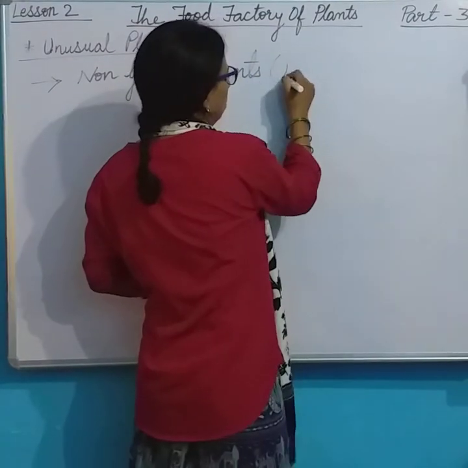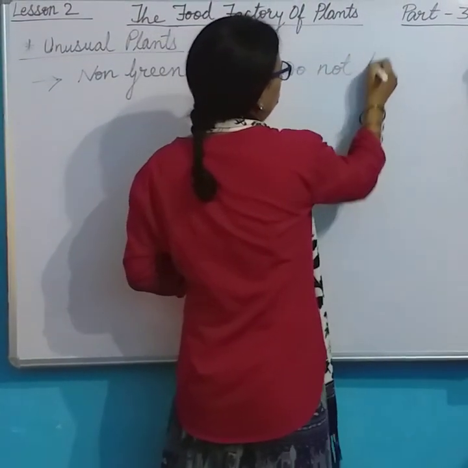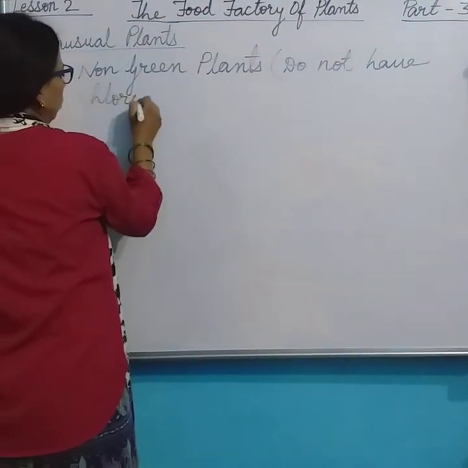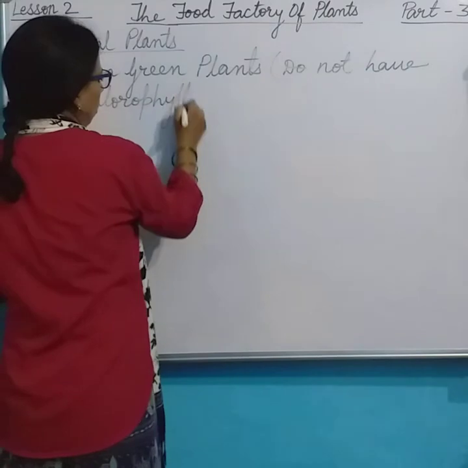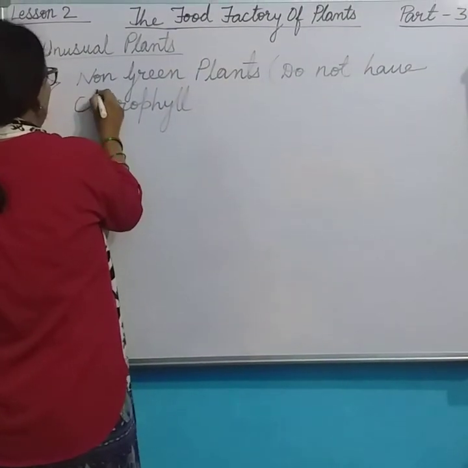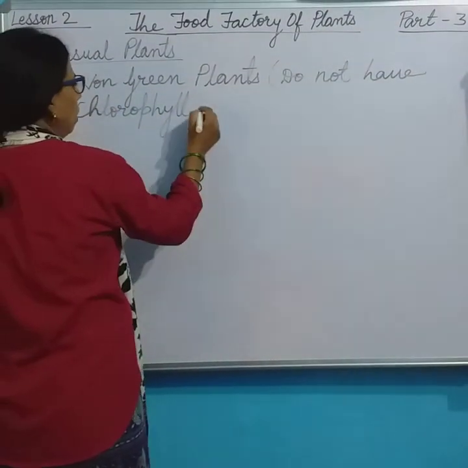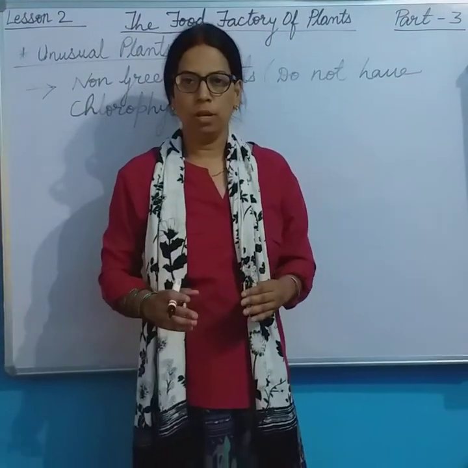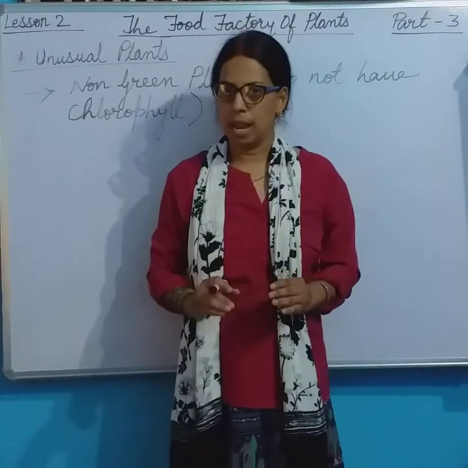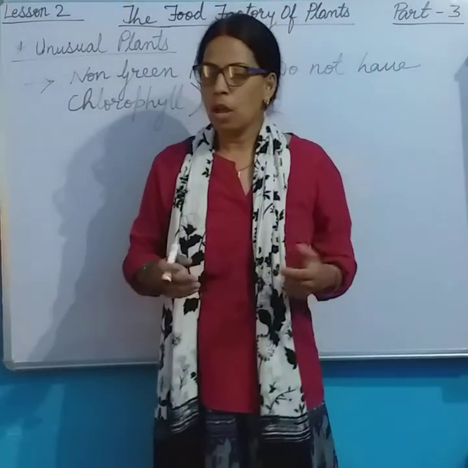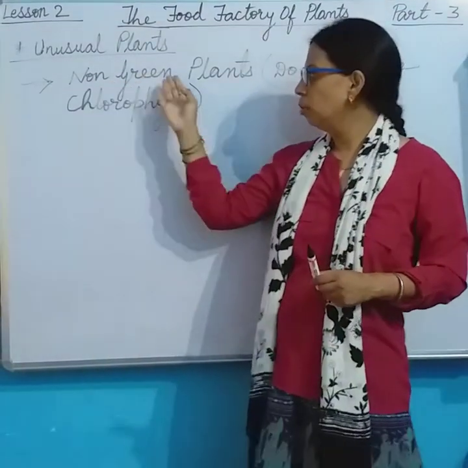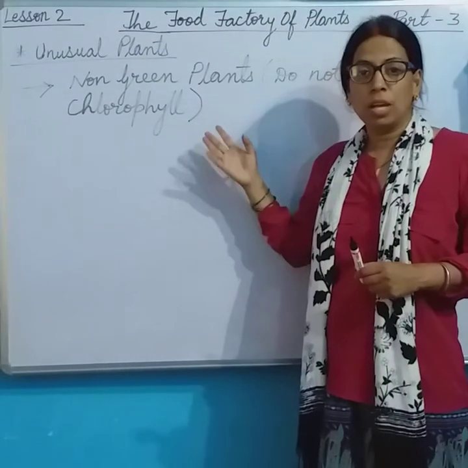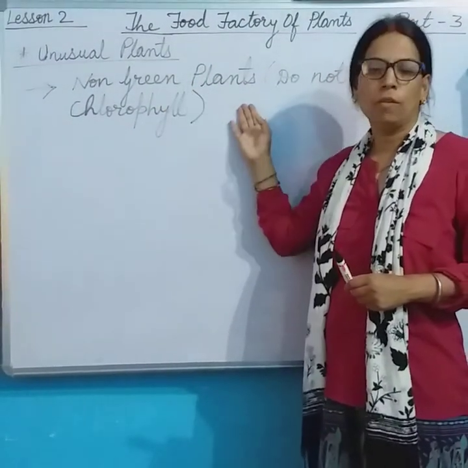So these plants do not have chlorophyll. Now the question arises, if they don't have chlorophyll, how do they survive? Because till now what we have studied is that plants prepare their own food with the help of chlorophyll, sunlight and carbon dioxide. Now here is a controversy: these non-green plants do not have chlorophyll. How do they survive? And which are the plants which come under the category of non-green plants?